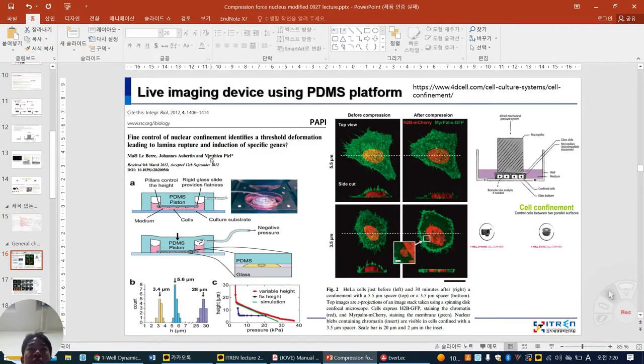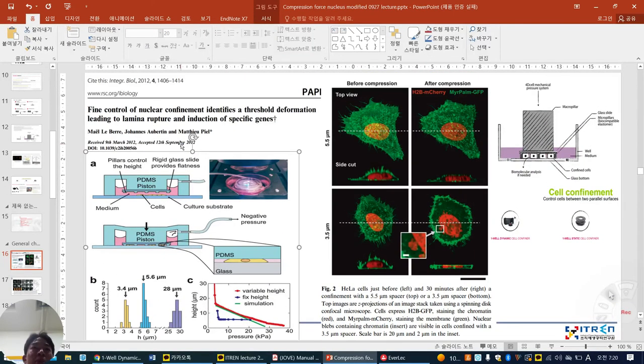So actually this person, Matthew Piel, is one of the famous people who used compression force to track how cells behave. I think he made this system. And then maybe one of the doctors under him opened the startup company, and that company name is 4D Cell. So exactly, we are using the same system which was established by Matthew Piel. From 2012, they first published this paper, this system, the PDMS piston confining the cell. While they vary the height, they can change the pressure to the cell, maybe using a pressure system. Okay, so it's already well known.